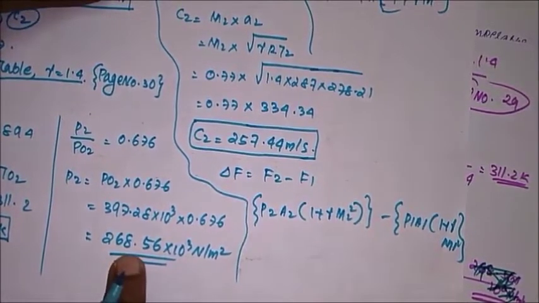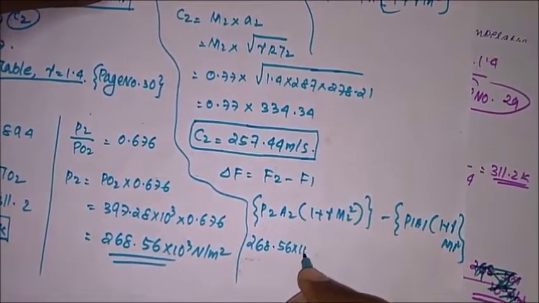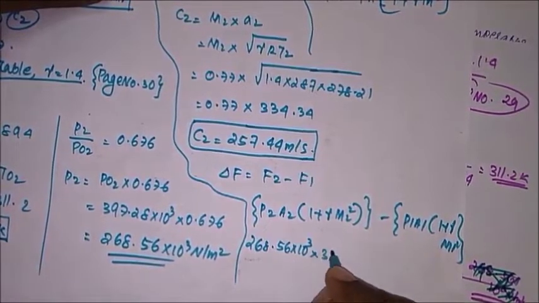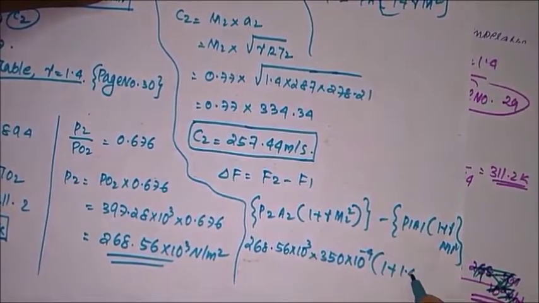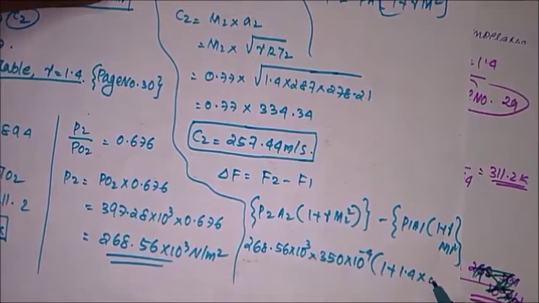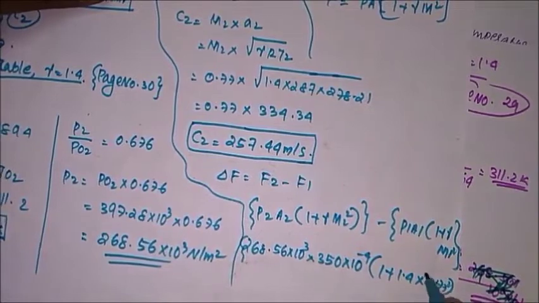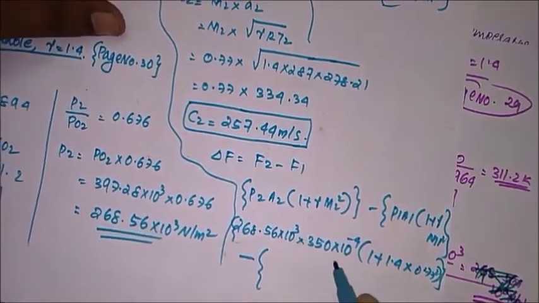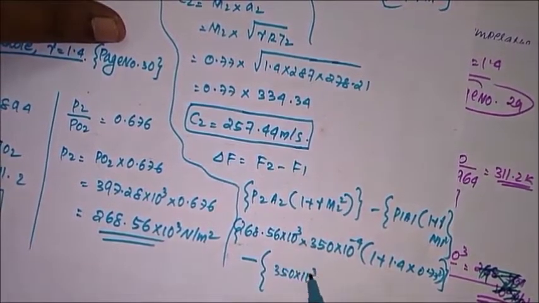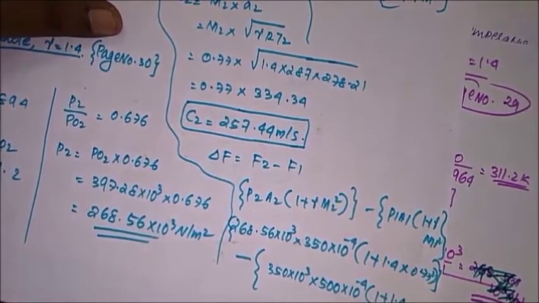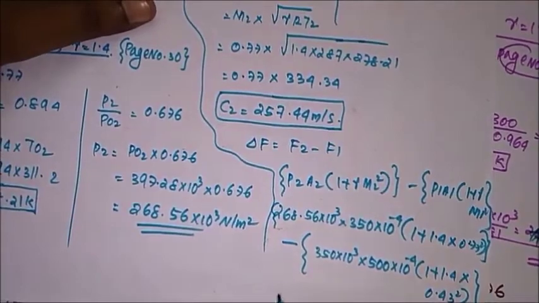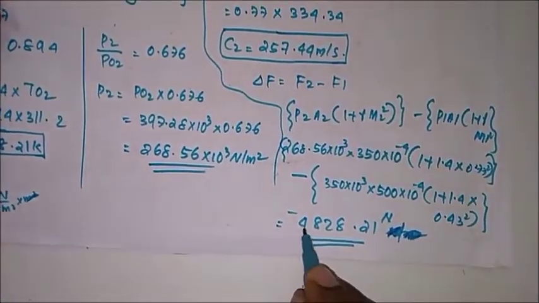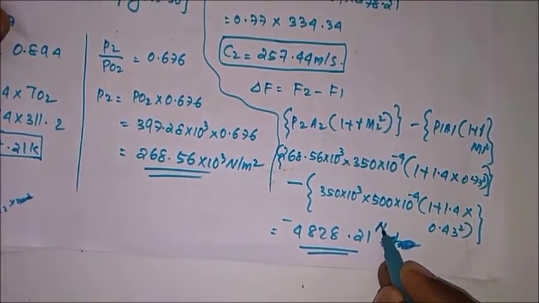P2 is the exit pressure, 268.56 into 10 raised to 3, into the exit area 350 centimeter square, that is 350 into 10 raised to minus 4 meter square, into 1 plus gamma, 1.4, into the exit Mach number 0.77 square, minus P1, that is 350 into 10 raised to 3 into 500 into 10 raised to minus 4, into 1 plus 1.4 into M1 square, where M1 is equal to 0.43 square. That is equal to minus 4828.21 Newton.